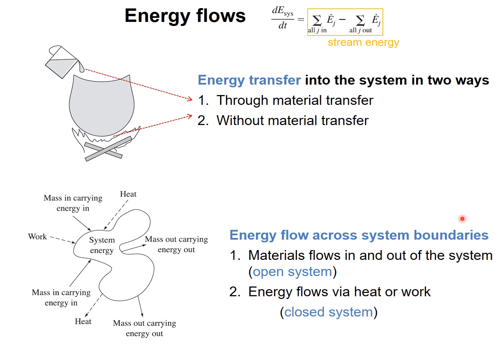So let me read this sentence. Energy flows across system boundaries are of two types. The first one: material flows in and out of the system, an open system. Through these material flows, energy is flowing in and out to or from the system. The other is energy flow via heat or work. In the case of a closed system, and even in an open system, you could directly heat this system.